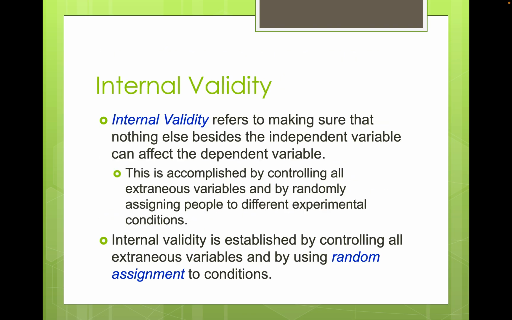Internal validity refers to making sure that nothing else besides the independent variable can affect the dependent variable. And of course, as far as internal validity was concerned, with the otitis media, they were not taking any other antibiotics. This is accomplished by controlling all extraneous variables and by randomly assigning people to different experimental conditions. In this case, they weren't taking any other antibiotics, and that's what they were measuring. Internal validity is established by controlling all extraneous variables and by using random assignment to conditions. And of course, we were using random assignment.